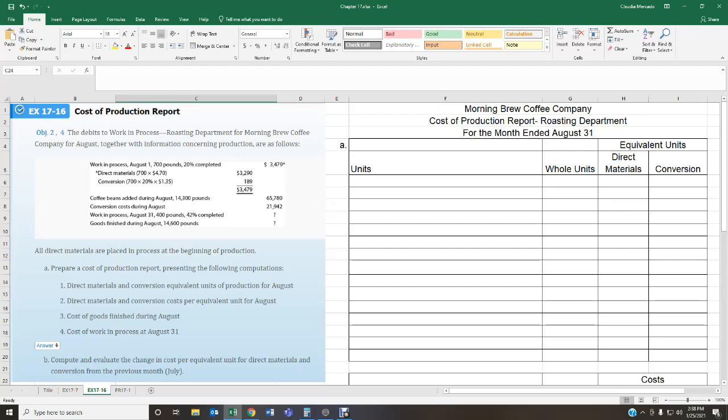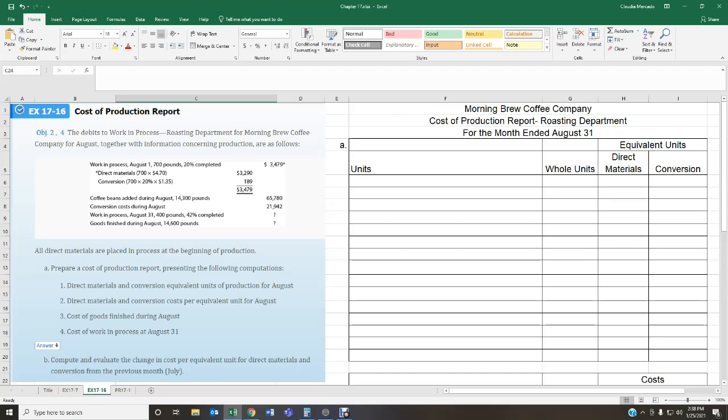Work in process as of August the 31st, we got 400 pounds of coffee beans. They're 42% completed, and we don't know the cost. And we've got finished goods during August of 14,600 pounds, and we don't know the cost. All direct materials are placed in process at the beginning of production.